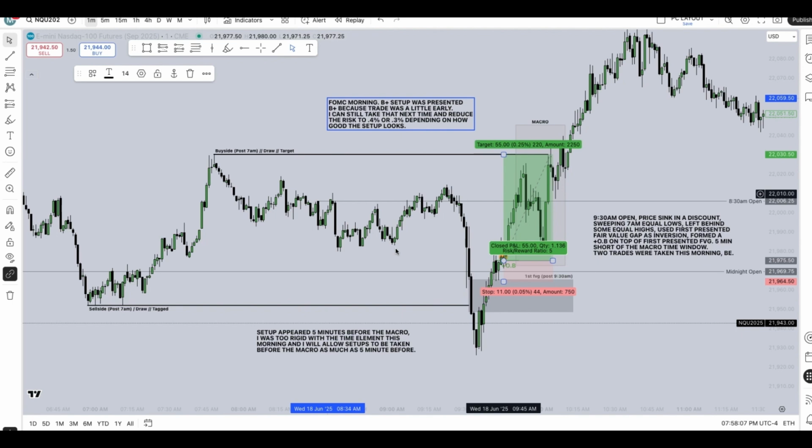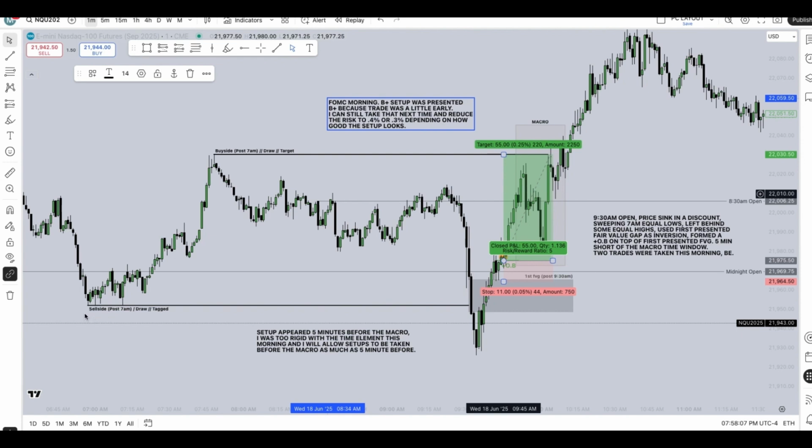The first example that we're going to look at is for the day of June 18, 2025. You want to annotate the macro first. I like to just use a regular rectangle labeled as a macro for visual cues. Then you want to annotate the two opening prices, the 8:30 open and the midnight open. Then you want to put your targets.